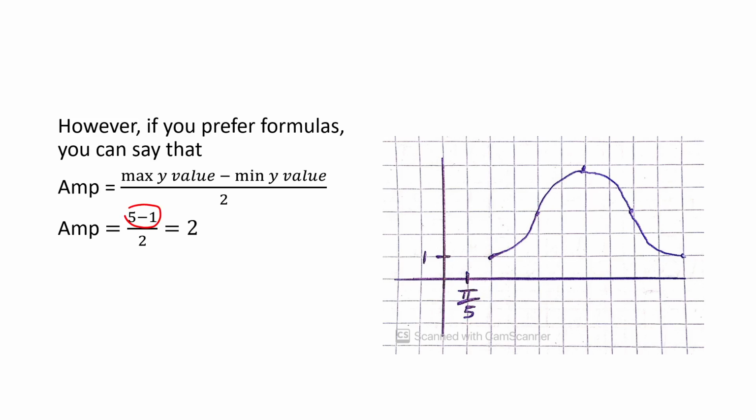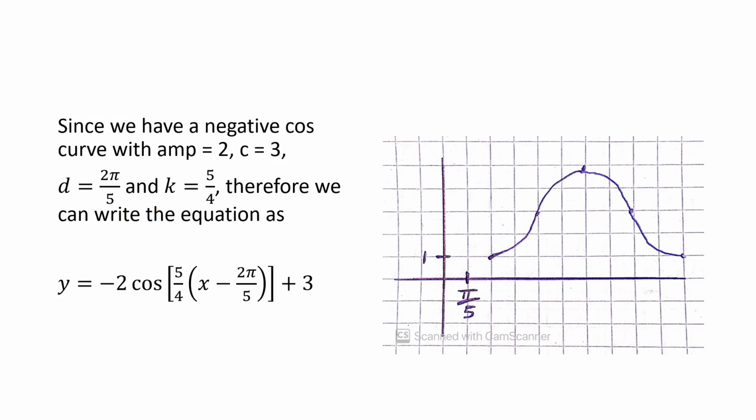Again, the maximum y value is 5 and the minimum y value is 1. 5 minus 1, quantity divided by 2 is equal to 2. So there's our amplitude. But you might want to also remember that we have a parent function of negative cos. So since we have a parent function of a negative cos curve, and since our amplitude is equal to 2, we're going to put a negative 2 in front. Okay? Now, because A is going to equal negative 2, amplitude is equal to positive 2.